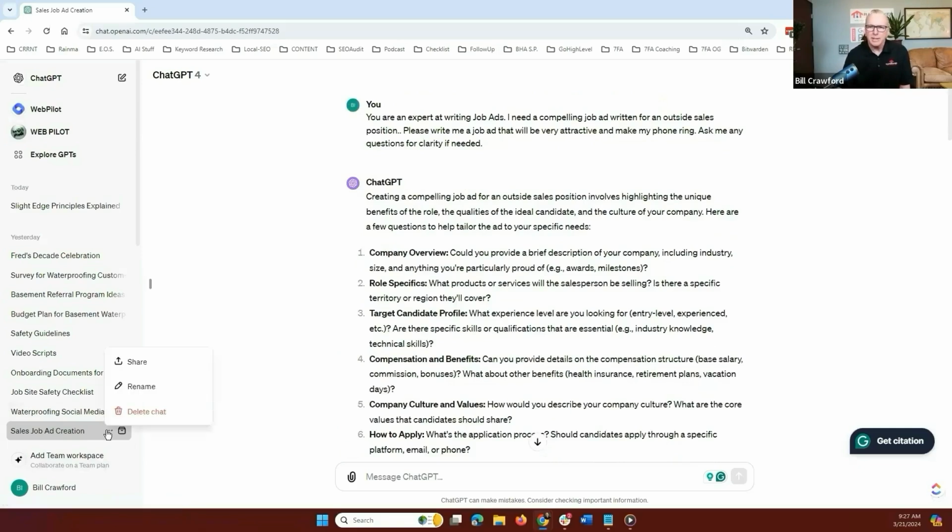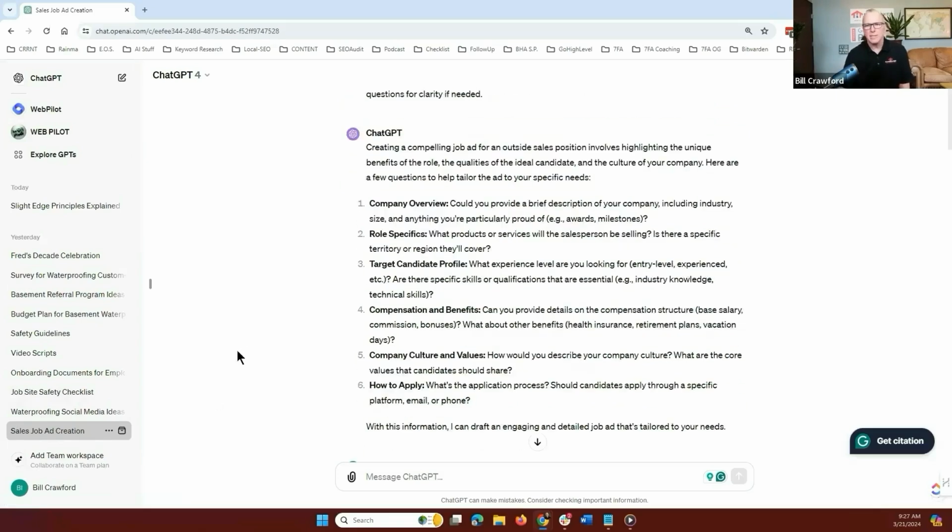So you could change this and just rename it. So now it can scan here and I could say, okay, where's that sales ad? Ah, here it is. Great. Now you have kind of a filing system inside ChatGPT. But you do need to pay attention to these names. It's going to be helpful.